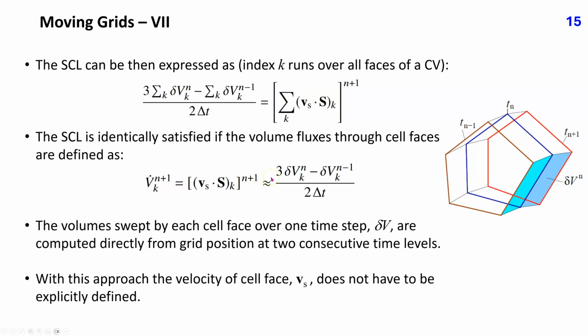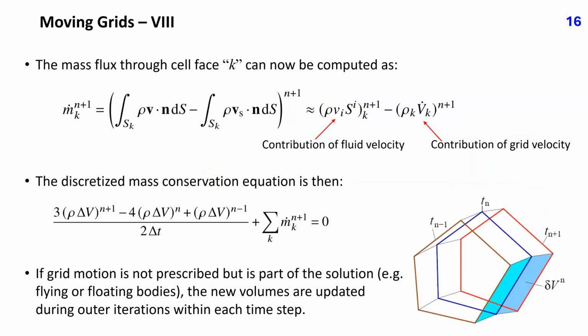The volumes swept by each cell phase over one time step, delta V, are computed directly from grid position at 2 consecutive time levels. With this approach, the velocity of the cell phase, Vs, does not need to be explicitly defined. The mass flux through cell phase k at the latest time level n+1 can now be computed as shown by this expression. From the mass flux due to fluid velocity, we subtract the mass flux due to grid motion.